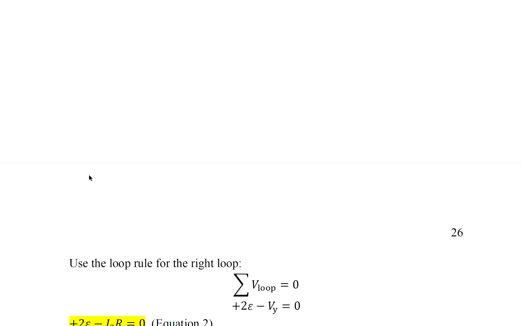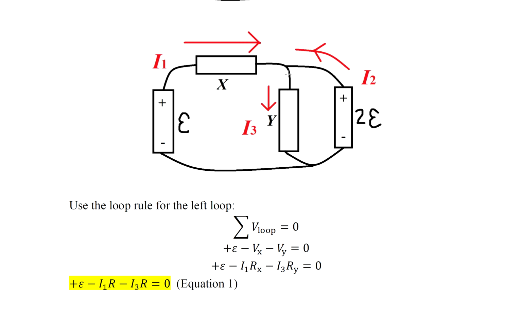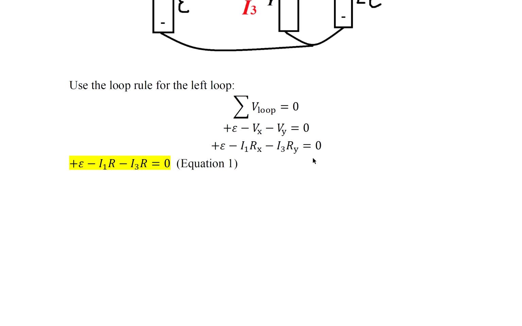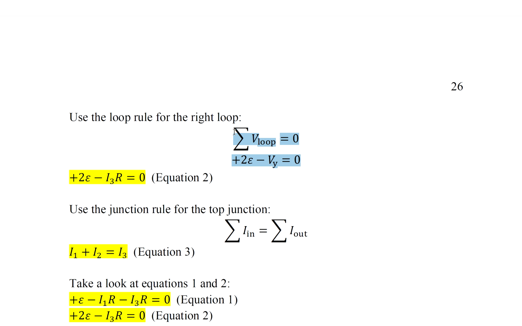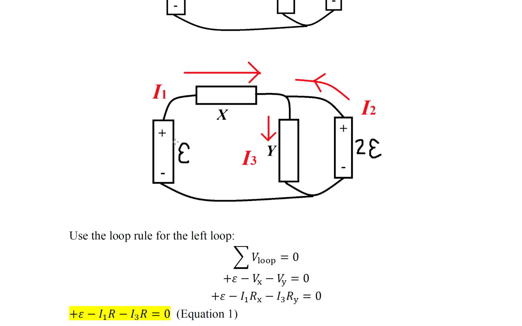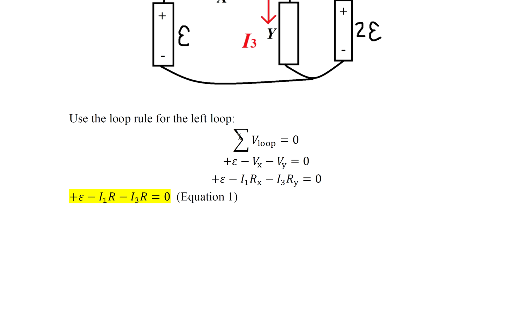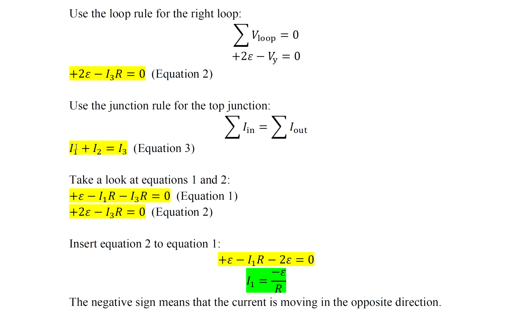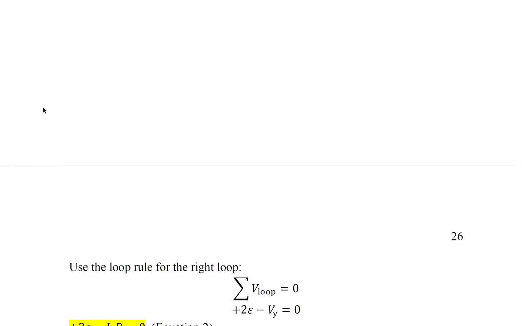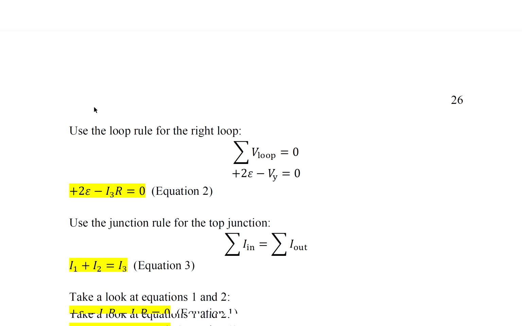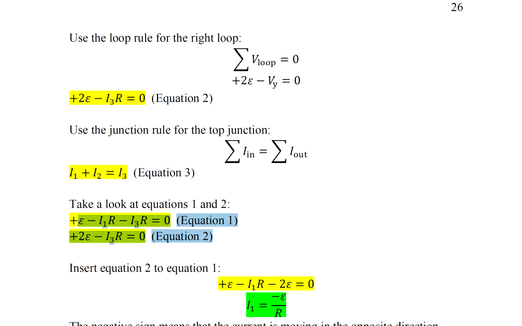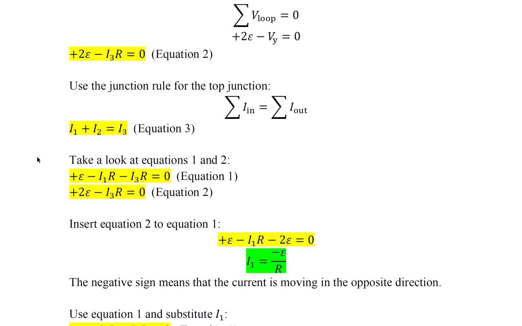Let's take a look at the loop on the right. This is plus 2E minus V sub Y equals 0. And we know V equals IR. So now let's use this junction rule for the top junction. I1 plus I2 equals I3. So here I wrote equation 1 and equation 2 again, which is here. I inserted equation 2 into equation 1 to get this.